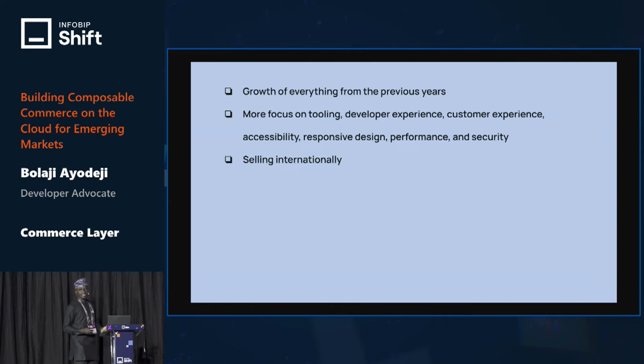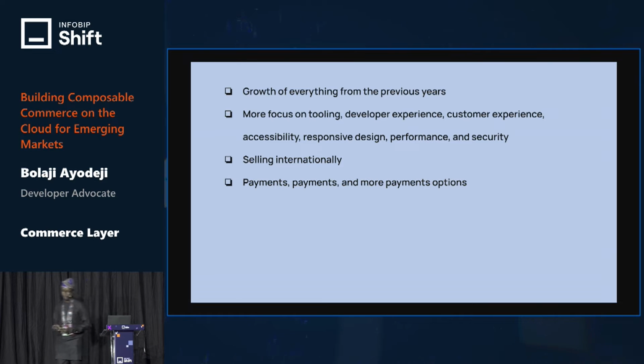Markets and businesses now try to sell internationally to different markets. And there are more payment options now. And while we had that, we also have more devices. Customers are shopping now not just on a mobile phone, but also on different kinds of devices like your fridge, your smart watches, and some other stuff. And then more online stores.